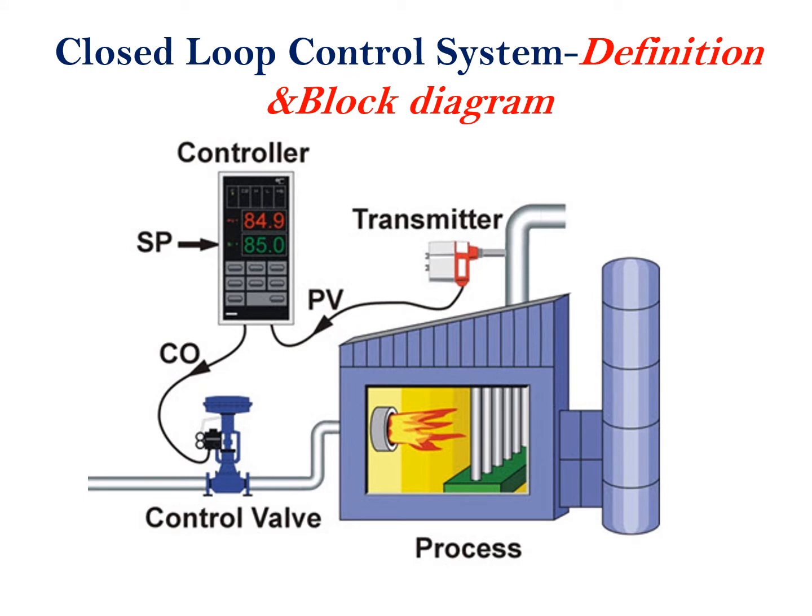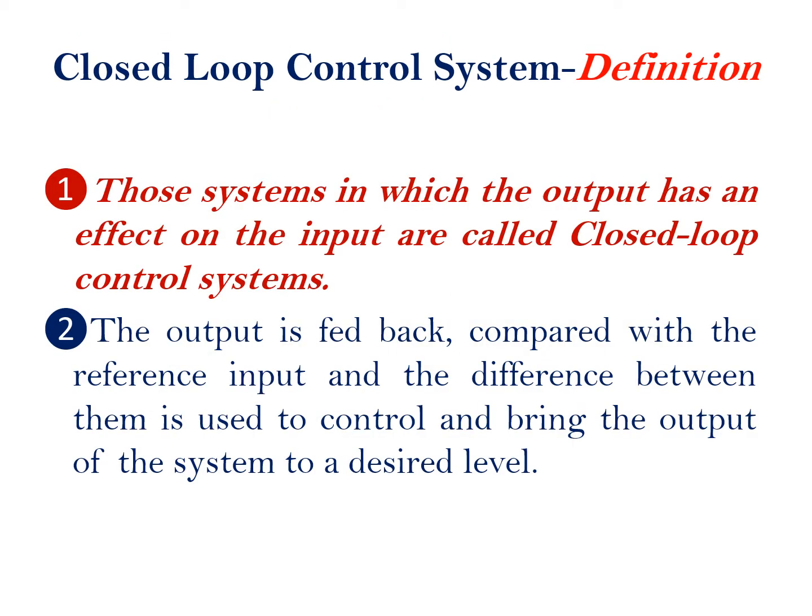Going to see closed loop control system. First of all, we are going to see the definition, then we see the block diagram for closed loop control system. What is the definition of closed loop control system? Those system in which the output has an effect on the input are called closed loop control system. The output is fed back, compared with the reference input, and the difference between them is used to control and bring the output of the system to a desired level.